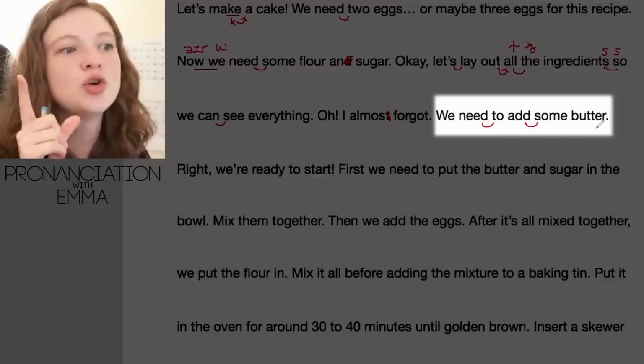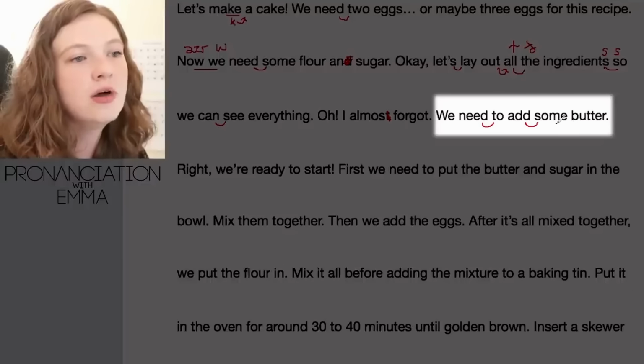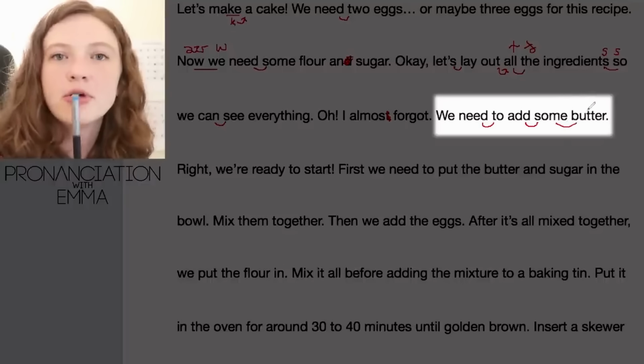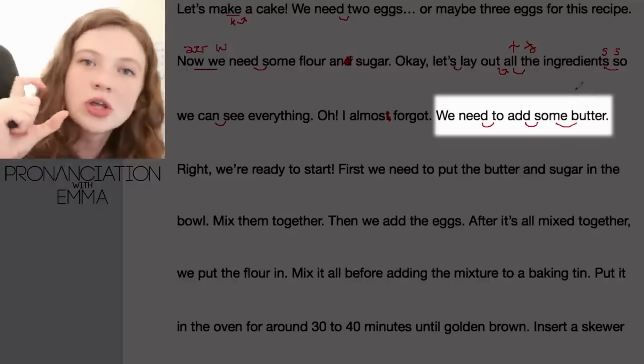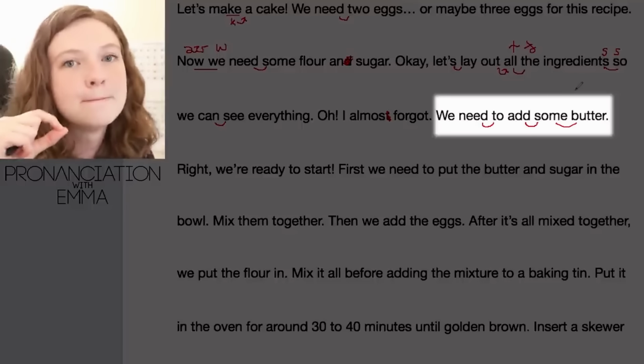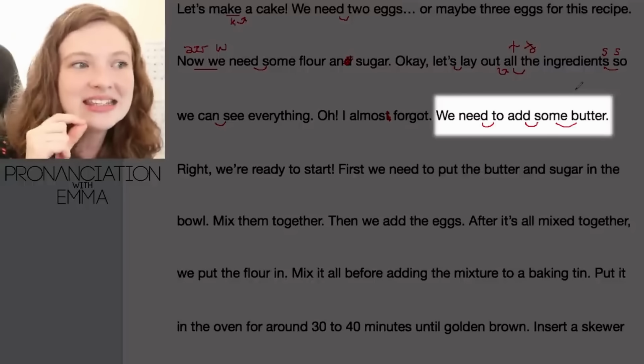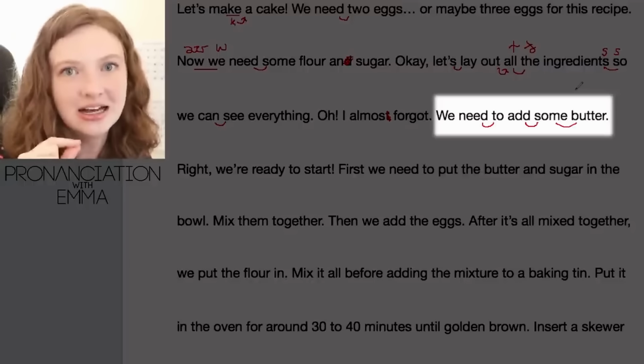We need to add some butter. These two are going to come together as well. We've got m and b. They're both pronounced with the lips, so we're going to keep the mouth closed and then just release it as a b. Some butter. We need to add some butter.